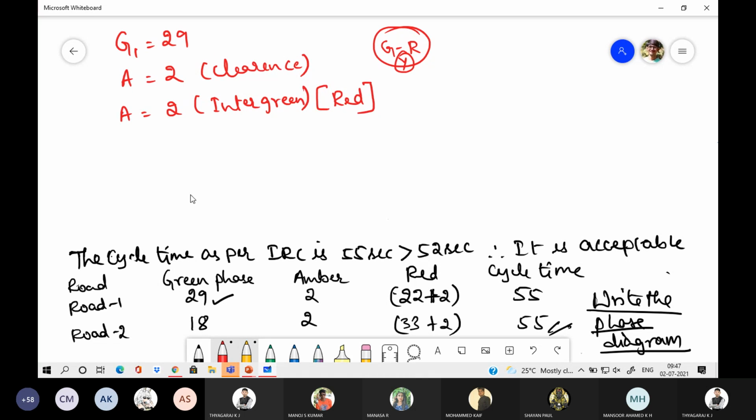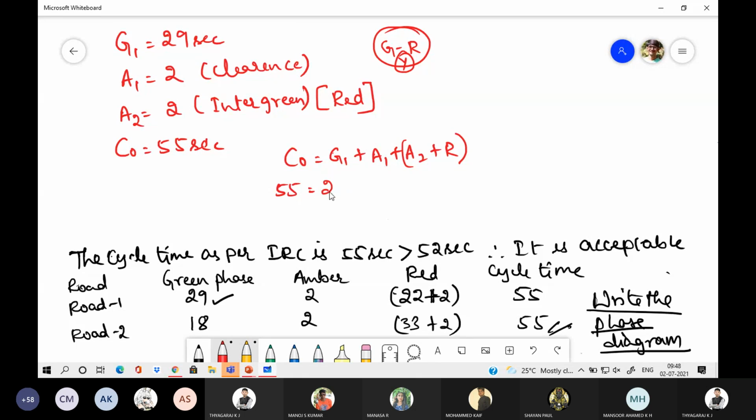Now we have got the cycle timing also, right? The cycle timing is 55 seconds. Yes or no? Yes, sir. Now, what is the total cycle time? It is green time plus amber time A1, plus A2 plus R. This is A1 and this is A2. So A2 plus R we require. C0 we have already known, 55.